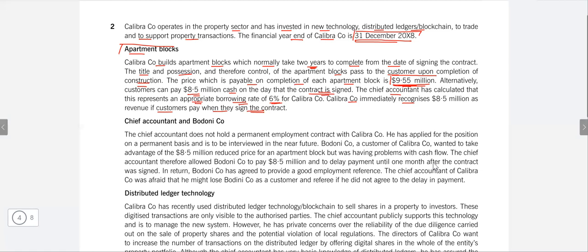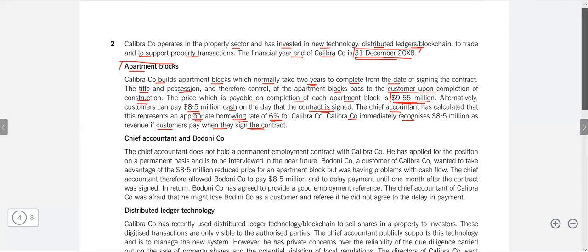Now, the accounting entries are quite simple over here. If you just remember what to do, you are supposed to debit the cash which you are getting, and that is 8.5 million, and credit the liability, because this is the income received in advance, which is known as the deferred income.